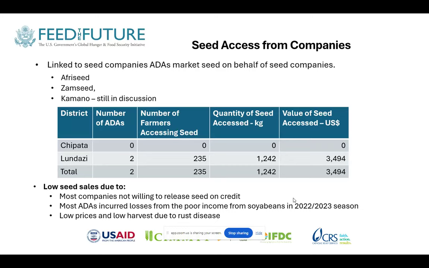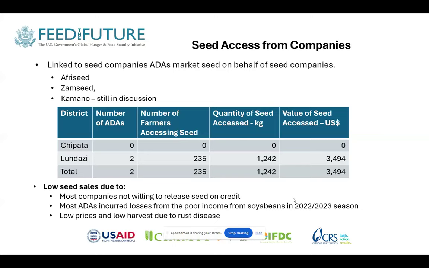The number of farmers that accessed the seed is 235. Quantity of seed that was accessed is about 1.2 metric tons, valued at $3,494. We are having a challenge that most of the companies are not willing to release seed on credit. They want these ADAs to buy cash.